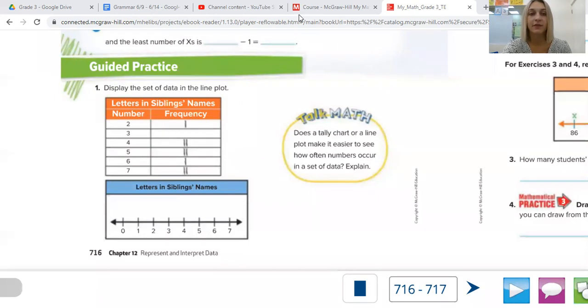So I'll do a little bit and then you finish the rest. So we didn't have anyone with 0 or 1. We did have 1 sibling with 2 letters in their name. So I'm going to put 1 X. We didn't have any for 3, had 2 for 4. Okay, so you're going to do the rest. And that's it for this one. Okay, let's go to the next page.